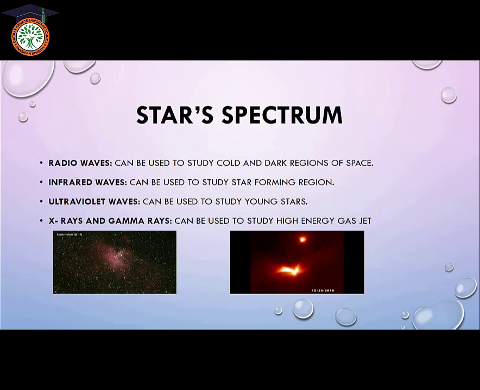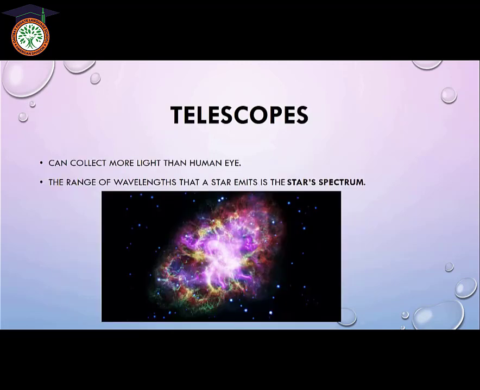Ultraviolet waves can be used to study the young stars, the newly formed stars. X-ray and gamma rays are used to study the high-energy gas jet. What is meant by high-energy gas jet? Means the objects in the space that move at a very, very high speed. They are called high-energy gas jet.